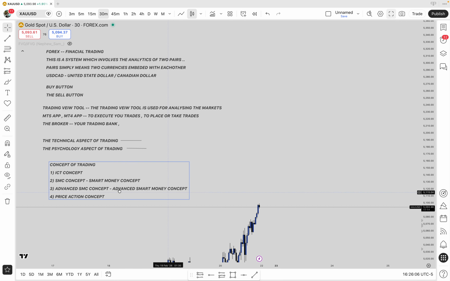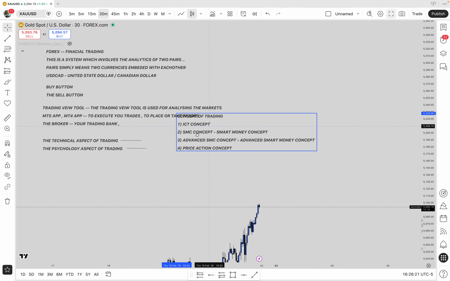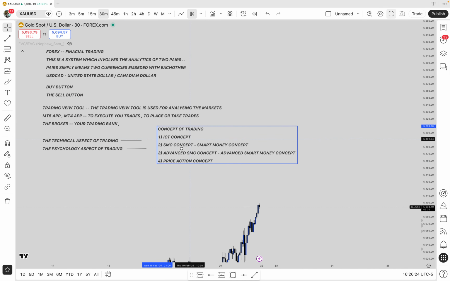Now, I trade the advanced smart money concept. That is a whole new different stuff on its own, right? Your strategies and stuff like that. But apart from that, let's take a look at the technical aspect of trading, right? So everything, all these concepts simply falls under what? The technical aspect of trading.